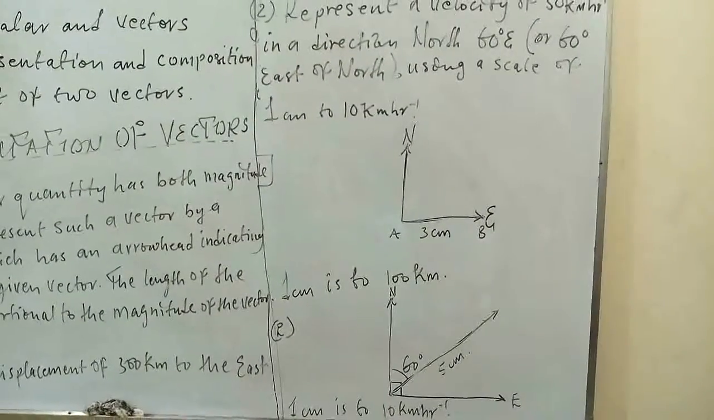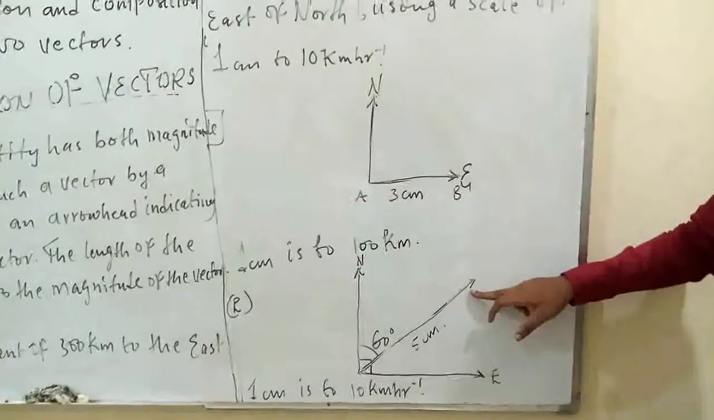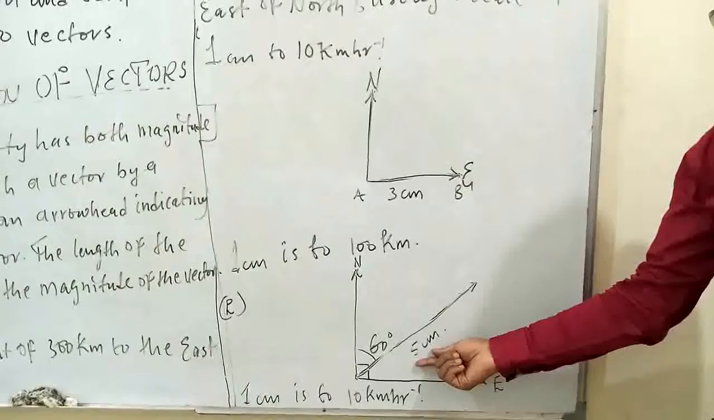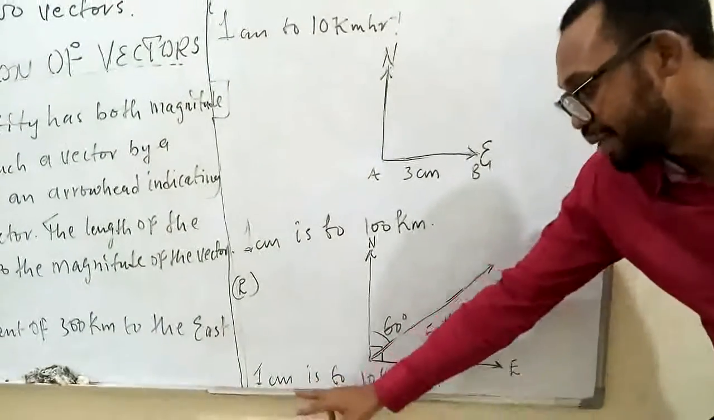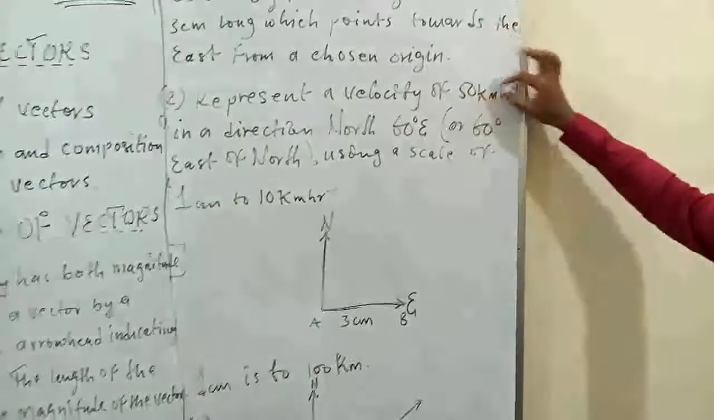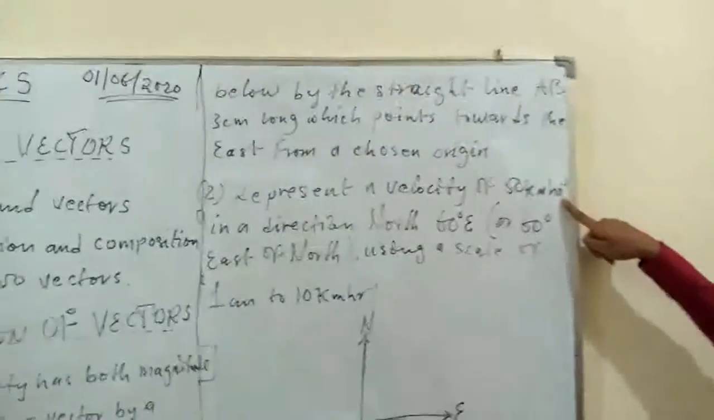Look at it very well. The length, which is the magnitude of the vector, is 5 centimeters, for the fact that we have a scale of 1 centimeter to 10 kilometers. But in the question, it was 50 kilometers per hour. Please take notes.